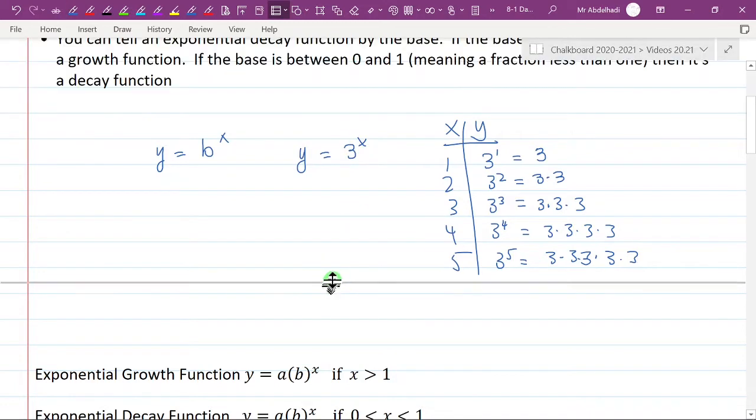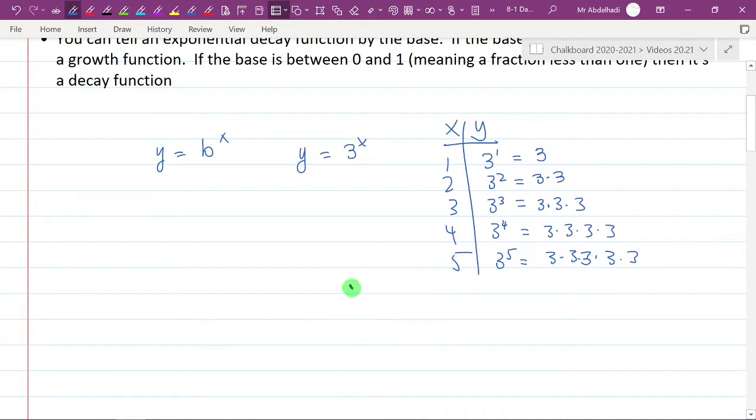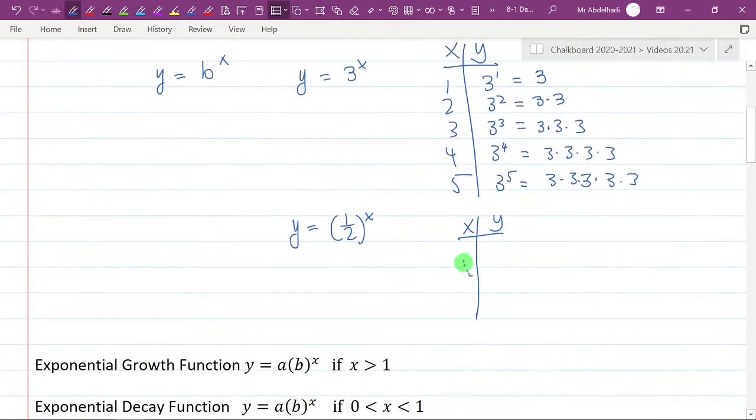Okay? Well, what if this base was less than 1? I don't mean negative. I just mean like a half or something, like a fraction between 0 and 1. A positive number, but still less than 1. So what if instead of 3, you had something like a half? Okay, now let's make a table for that. All right, and we'll do the same thing. 1, 2, 3, 4, 5.